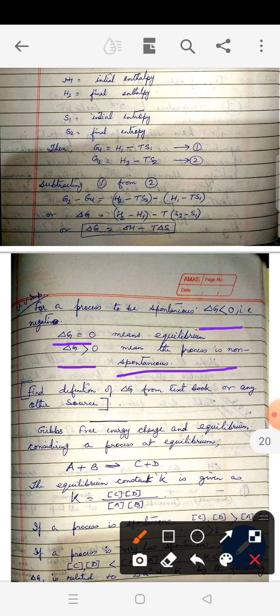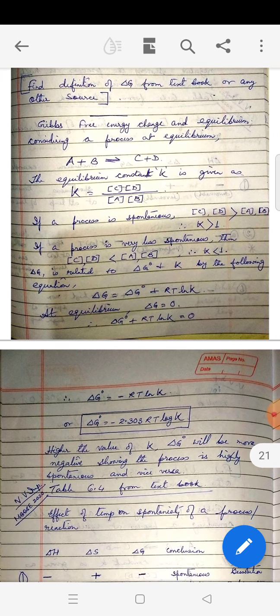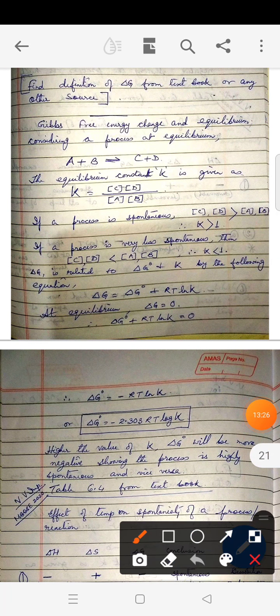Now there is a relationship between free energy change, that is delta G, and equilibrium constant K. Since you have not done equilibrium as yet, I will try to give you a brief introduction about equilibrium, then it will be easy for you to follow. Let us consider a process A plus B reversible C plus D.